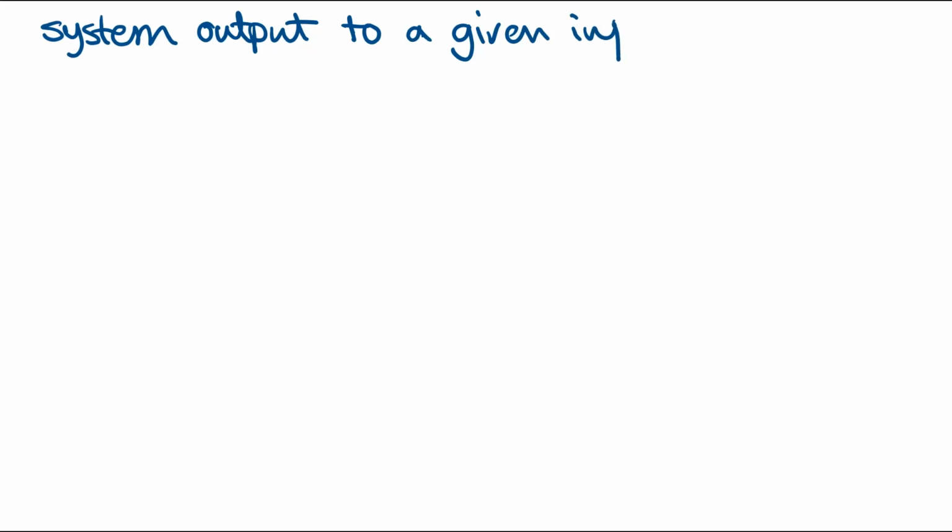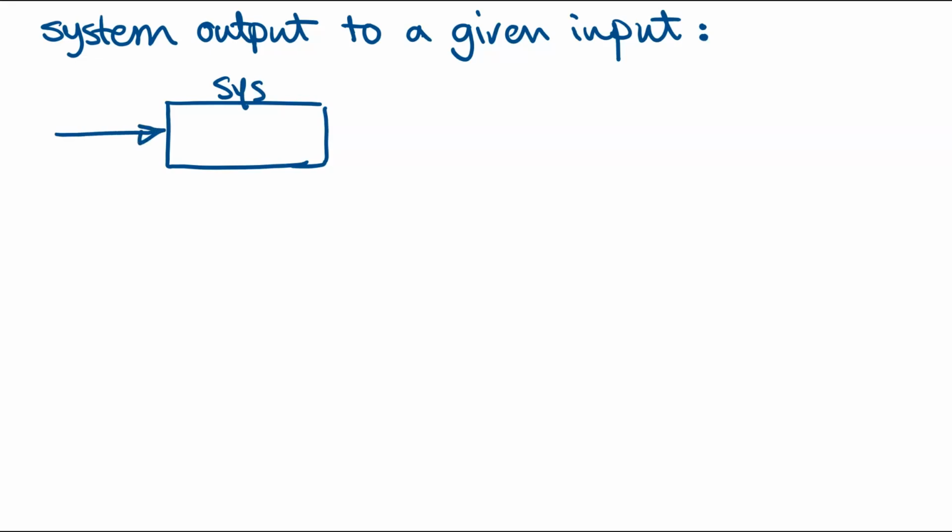So here we want to see the system output to a given input. I'm assuming that I have a system or a circuit, and I know the input to the system in the Laplace domain, so I know X of s. I also know the transfer function that describes the configuration inside my system, which I'm going to show by H of s.